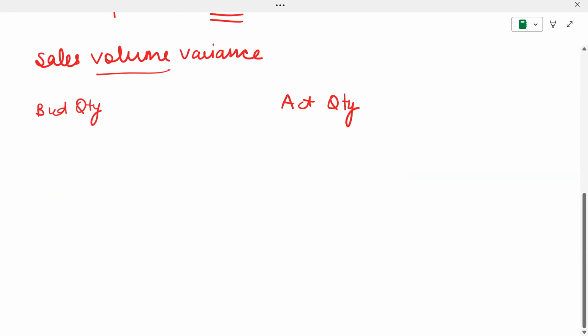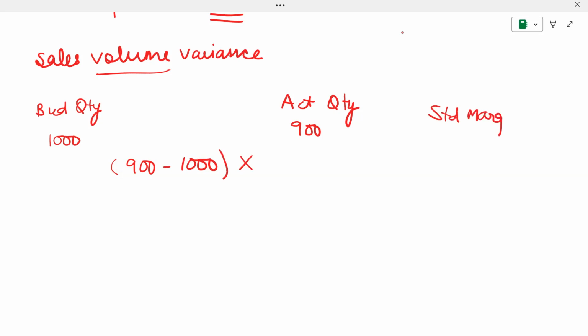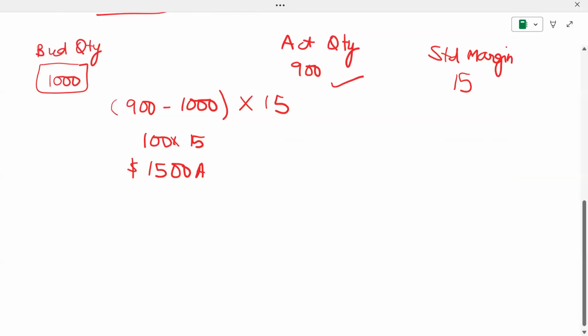So I will want to maximize the volume. Probably I had thought of selling 1,000 units, but I actually could only sell, let's suppose, 900 units. So my volume variance is going to be adverse over here for sure, because I had thought I would sell 1,000, but I only sold 900. So 900 minus 1,000 multiplied by, let's suppose, my standard margin that I have. So over here, you'll always be taking the margin. So let's suppose the standard margin is 15. So 100 multiplied by 15 is what is going to be my adverse variance. So 1500 adverse is my variance because of the sales volume, because I have not been able to sell what I had thought. I have sold lesser units.